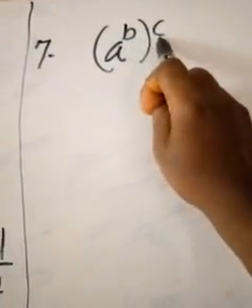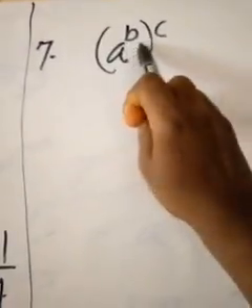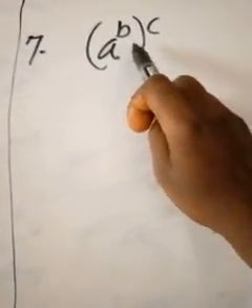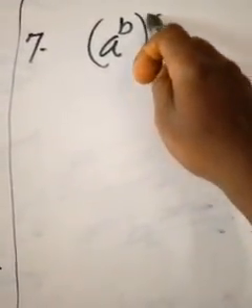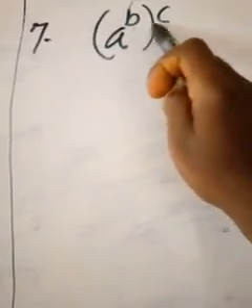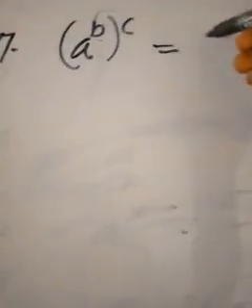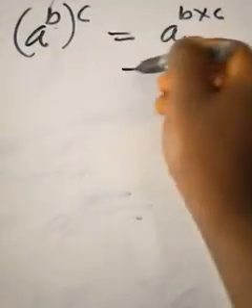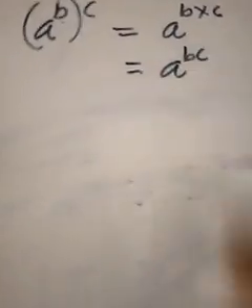In this case, we can see that b and c, both of them are powers. When we are simplifying this, the power will multiply power. This will give us a raised to the power b times c, which is a raised to the power bc.